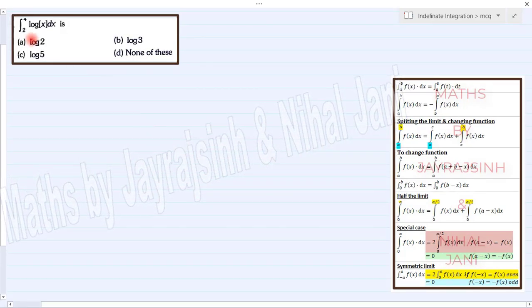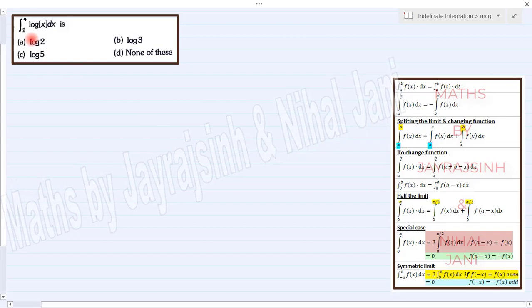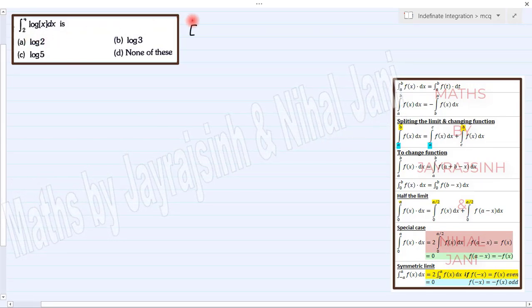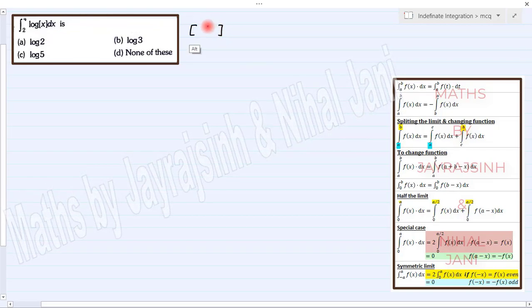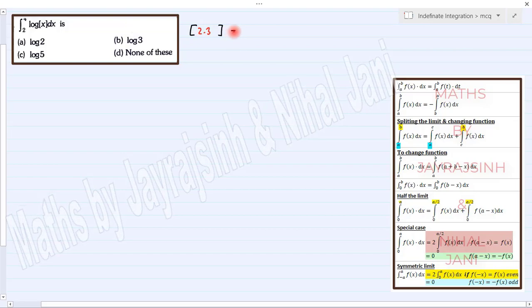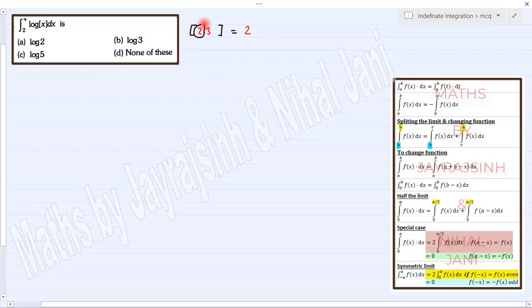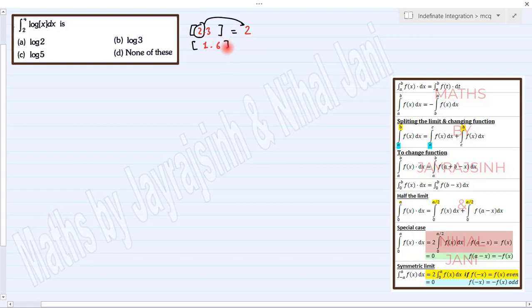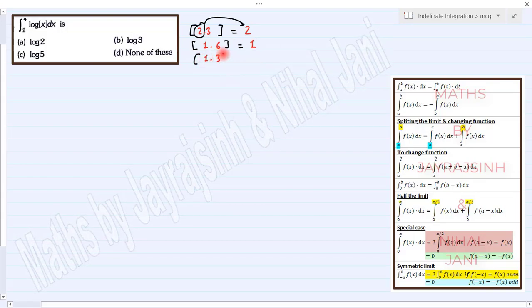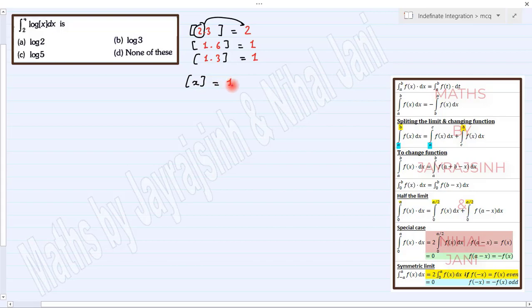Here we have to integrate log box x from 2 to 4. Now, before we go for integration, let's understand box function. Box of 2.3 will give us 2. That means box function only takes integer value. Box of 1.6 will be 1. Similarly, box 1.3 will be 1. So you can understand that box x will be 1 for x belongs to 1 to 2.